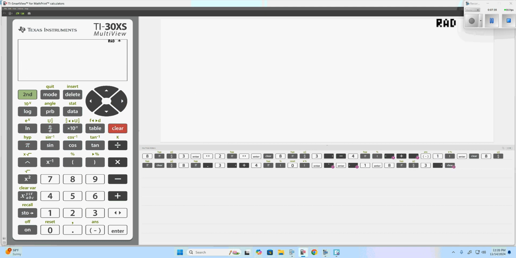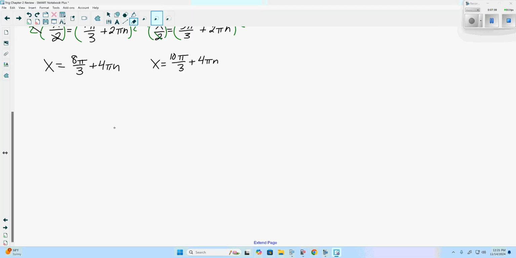So here we end up leaving it as 8 pi over 3 and 10 pi over 3 plus 2 pi in. But luckily, especially for the ones we'll have, we won't have to worry too much about it. I don't think there's too many like this, and if there is, I will take either this or just these two here. Okay?